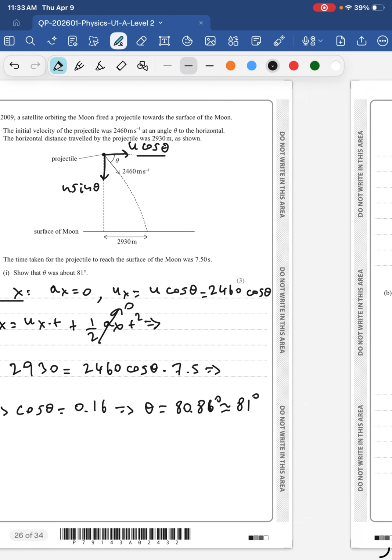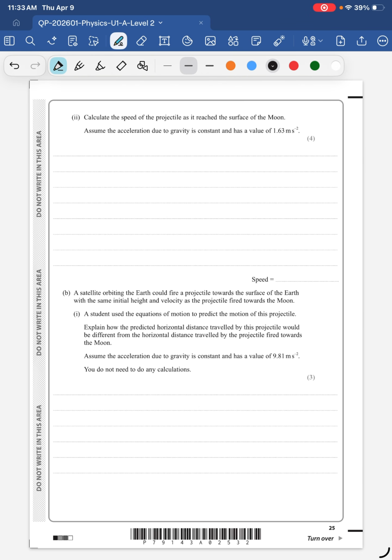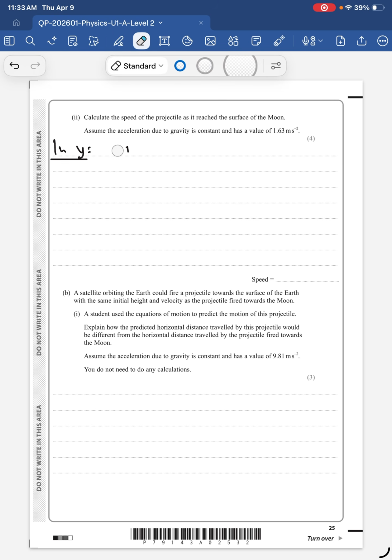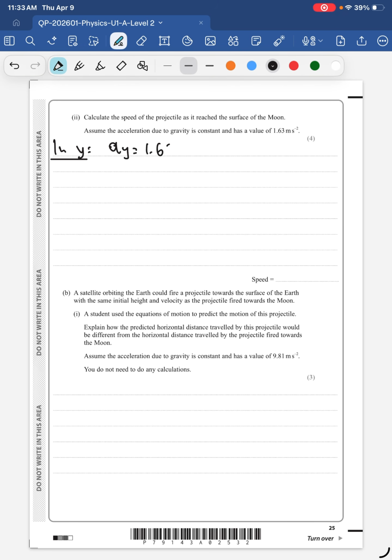All right. Part 2 of this question. Calculate the speed of the projectile as it reached the surface of the moon. Assume the acceleration due to gravity is constant and has a value of 1.63 meters per second squared. So in the y direction, now we have ay, the acceleration in the y direction is 1.63 meters per second squared. So it's easier this way, analyzing the motion in the two axes, so you don't get confused. And use subscripts, it helps.